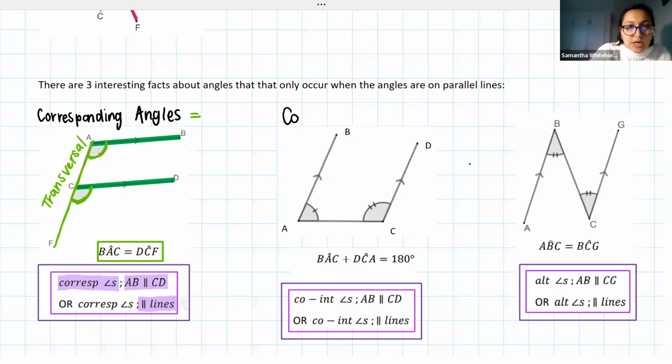So like I say, this shape shows us co-interior angles. Sort of makes sense. If we look at the shape, we're talking about the two angles inside, interior to the shape that we're working with. But importantly, guys, co-interior angles are not equal to each other.